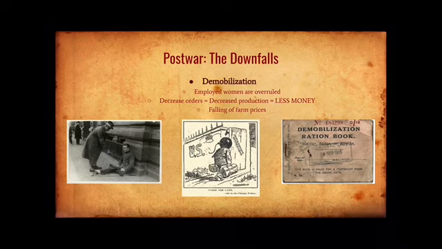So women no longer have jobs. And because of the war ending, there was a major decrease in the amount of orders and shipments that needed to be made because of the war. Now that it had ended, there was less of that, so there was now less money. And there was also the falling of farm prices because farming was starting to become less of a thing, and they weren't as valuable anymore because of that.